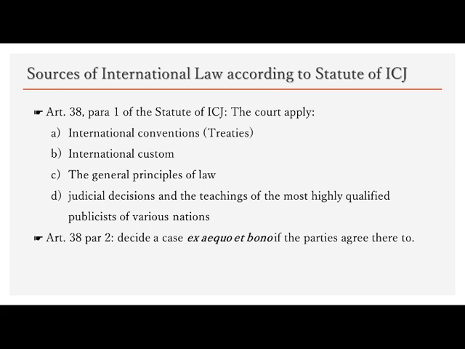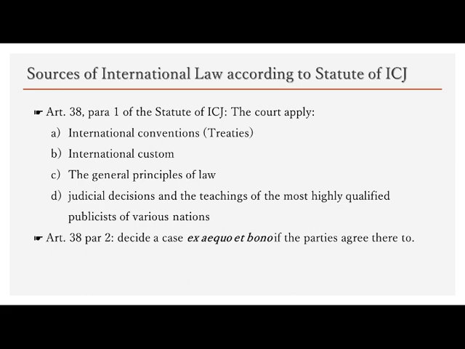B. International custom as evidence of a general practice accepted as law. C. The general principles of law recognized by civilized nations. D. Subject to the provisions of Article 59, judicial decisions and the teachings of the most highly qualified publicists of various nations as subsidiary means for the determination of rules of law.